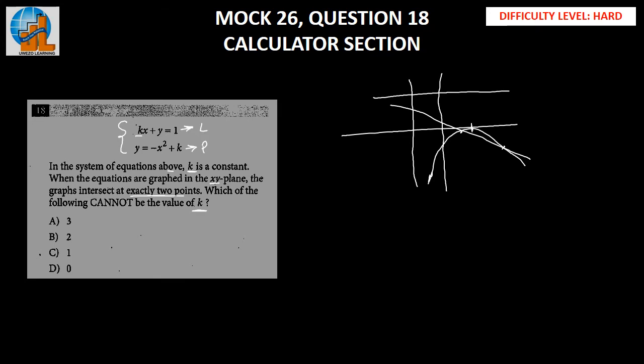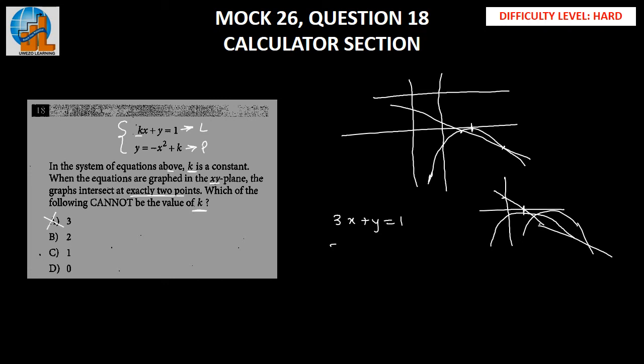So let's start with option A here. So this would be 3x plus y is equal to 1. So we know this 3x plus y would be something like this, because when x is 0, y would be 1, and when y is 0, x would be 1 by 3. So we know this will again cut the parabola at 2 points definitely, because our parabola will be either like this or something like this. It will definitely cut the parabola at 2 points. So we can eliminate option A here.